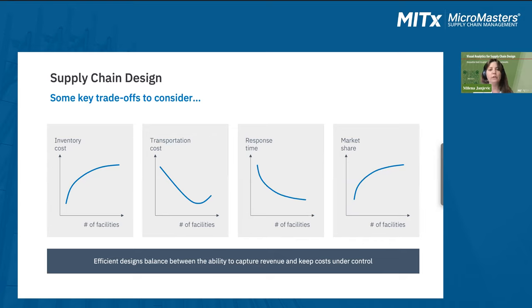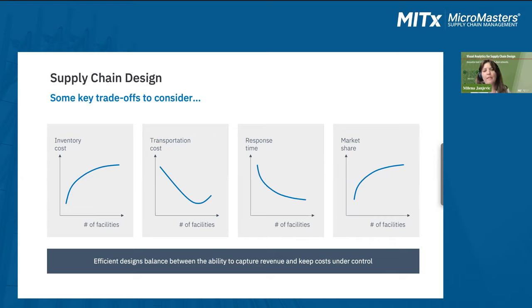On the left-hand side, you can see that as I am increasing my number of facilities, my inventory costs are increasing, but not in a linear fashion. I can see a slightly different trend in terms of transportation costs. So when you talk about inventory and transportation costs, we are really in the realm of typical things that we consider in supply chain planning.